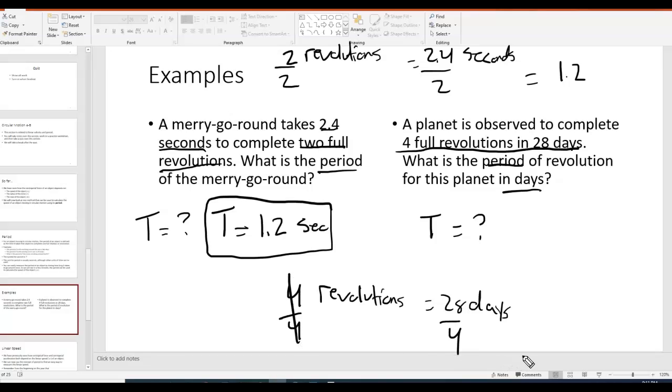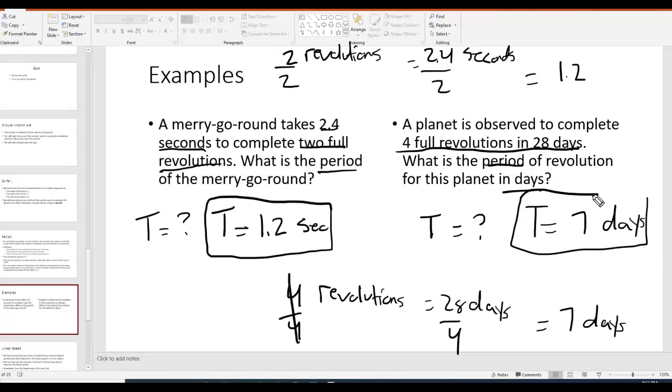Okay, if it goes around 4 times in 28 days, it's going to go around one time every 7 days. So I would say the period of this planet is going to be T, capital T, is 7 days. That's how I would answer this question. Okay, so hopefully you have a better understanding of what is meant by period. Pause there if you need to look at that.